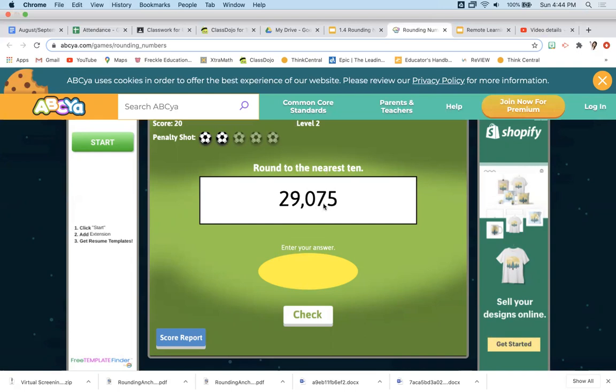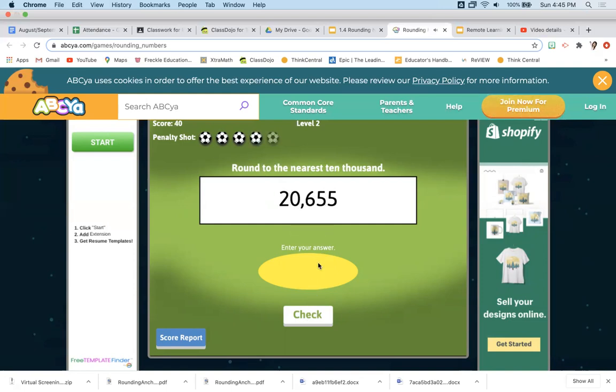Round to the nearest 10. So again, the tens place is here. 5 tells the 7, bump up to an 8. Everything after becomes a 0. And of course, I need to remember the numbers that came before it. So I should have 29,080. You got it. Round to the nearest 1,000. So the thousands place is the 0. The 7's going to tell the 0, bump up to a 1. Keep the 5. Everything after becomes a 0.